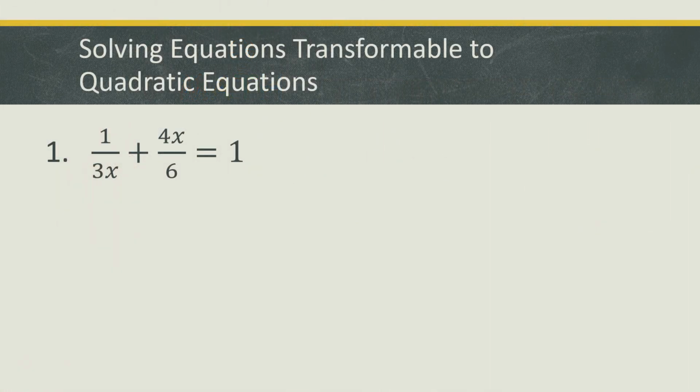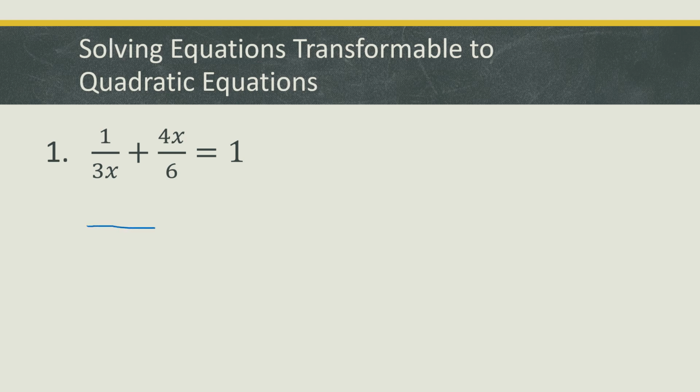We all know that a quadratic equation is a second degree equation where the highest exponent that we can see in the given equation is 2. But there are some equations that you might think are not quadratic because there's no 2 as the highest exponent, just like example 1: 1 over 3x plus 4x over 6 is equal to 1. You might think that this is not a quadratic equation because the highest exponent that we can see is only 1. So this one can be transformed into a quadratic equation. How are we going to do that?